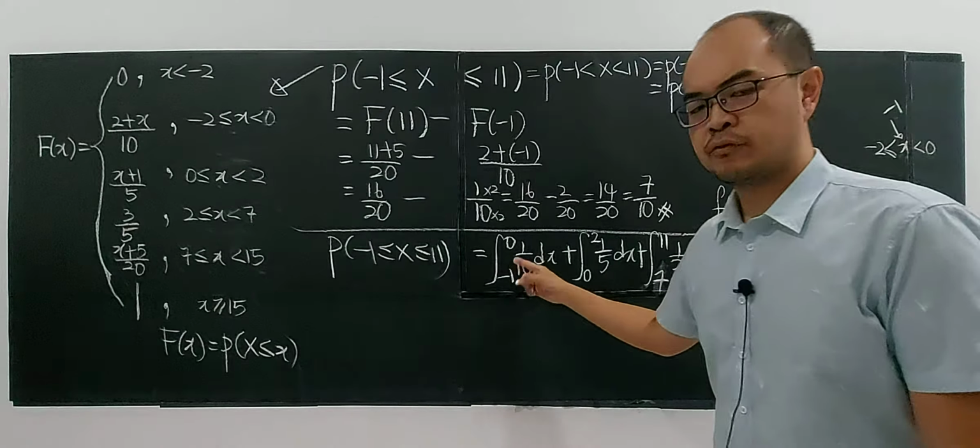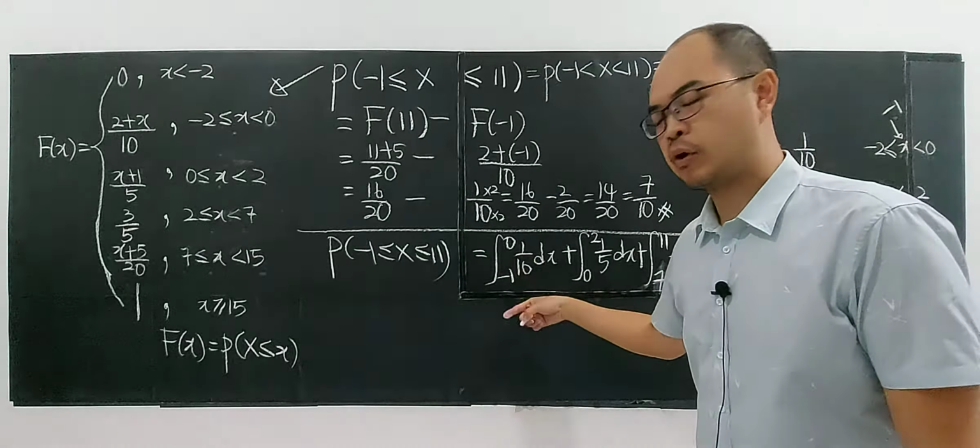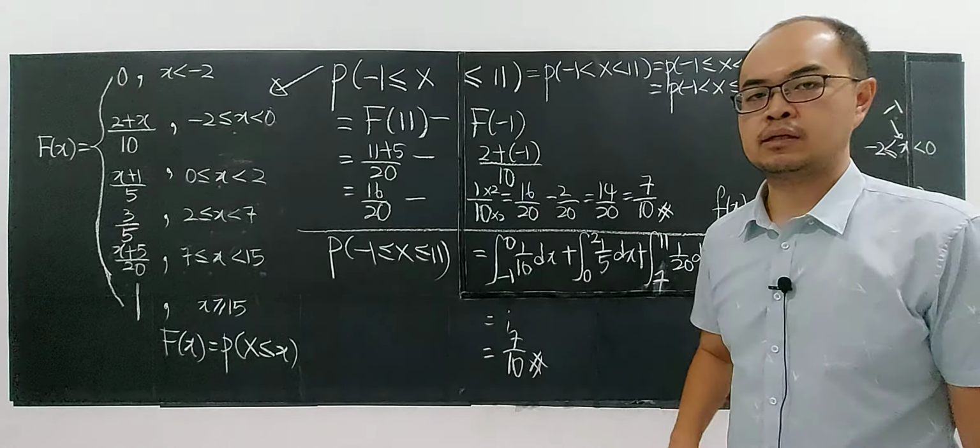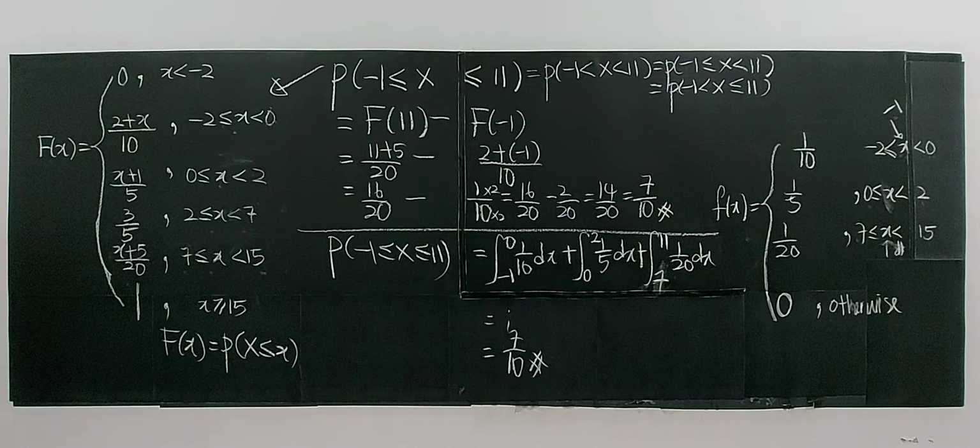If you add up this, if you're hardworking enough, you go and integrate, and you will get 7 over 10. The answer will be exactly the same. But I'm going to tell you that the cumulative approach will be easier compared to this, so you have to understand this.